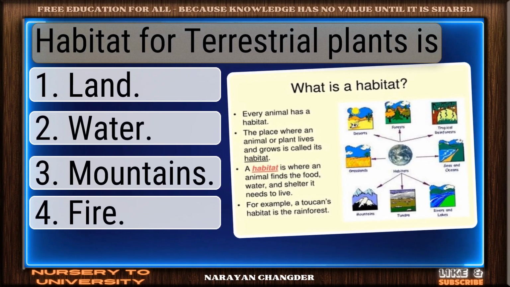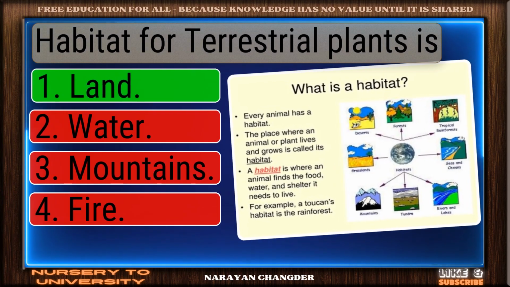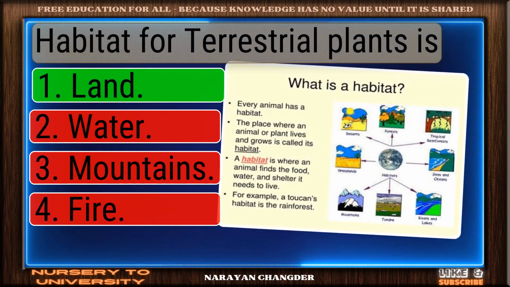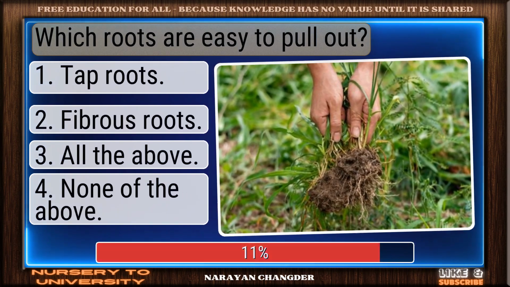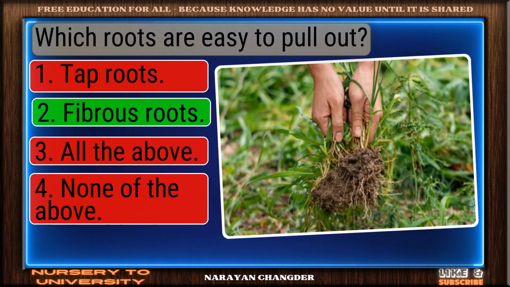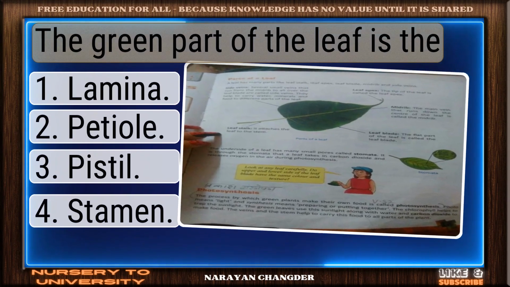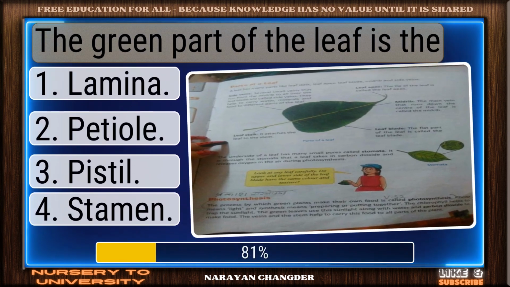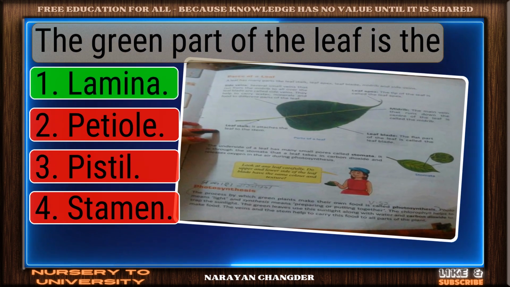Habitat for terrestrial plants is. Smart pick. Land is the correct choice. Which roots are easy to pull out? Valid point. Fibrous roots is true. The green part of the leaf is the. Excellent choice. Lamina is the right answer.